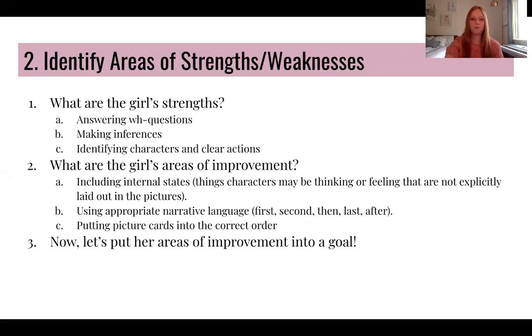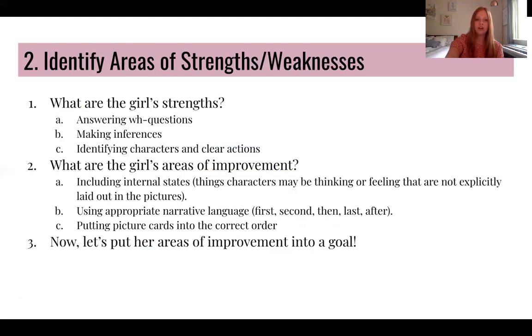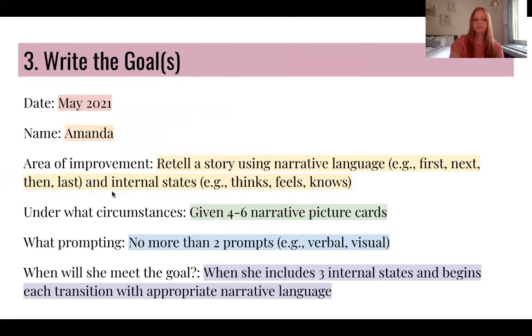So let's go ahead and put these into a goal. For the sake of this goal, I decided that she's going to start therapy now, and she's going to be done at the end of the school year, May 2021. Her name is Amanda, totally made up. And I'm going to think of a couple of areas of improvement based on her areas of improvement that we laid out here. So we need one for including the internal states and one for using appropriate narrative language.